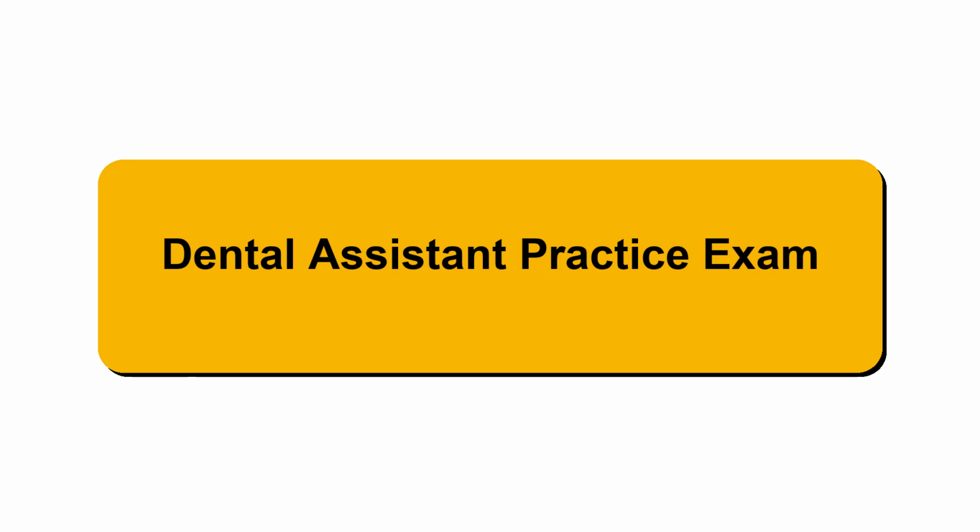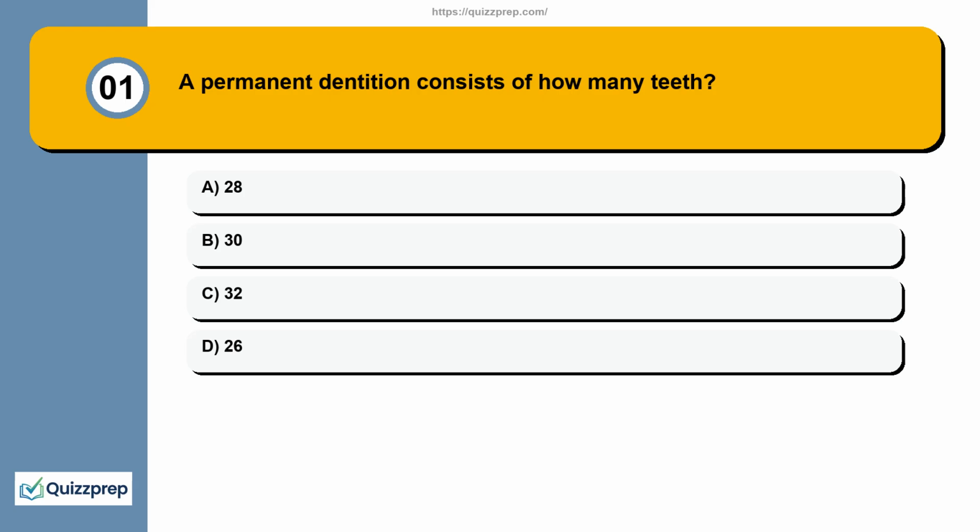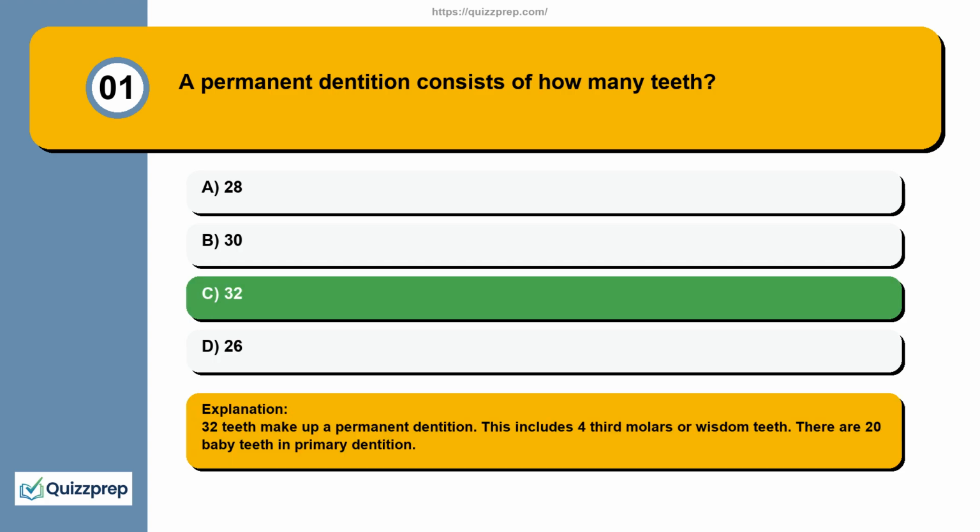Dental Assistant Practice Exam. Question 1. A permanent dentition consists of how many teeth? 28, 30, 32, 26. 32 teeth make up a permanent dentition. This includes 4 third molars or wisdom teeth. There are 20 baby teeth in primary dentition.